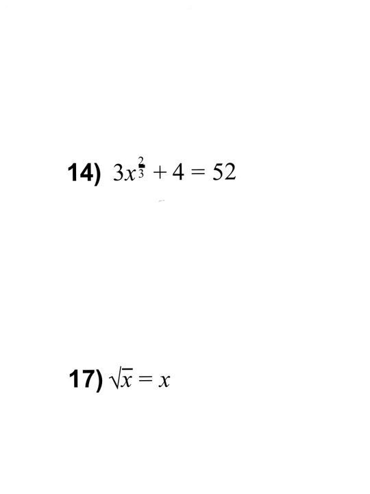For number 14, we subtract 4 from both sides. We get 3x to the 2/3 equals 48. Sorry about that. We divide by 3. We get x to the 2/3 equals 16. We multiply by 3 over 2. So x equals the square root of 16 to the 3rd power. So x is going to equal plus or minus 64.